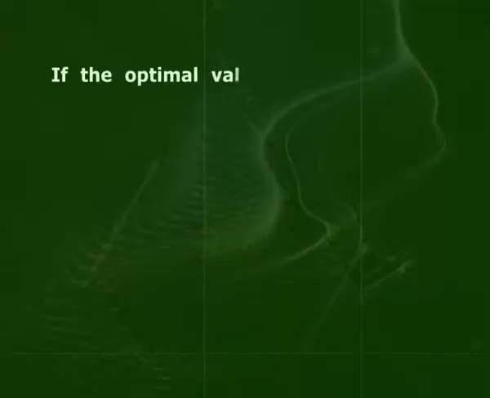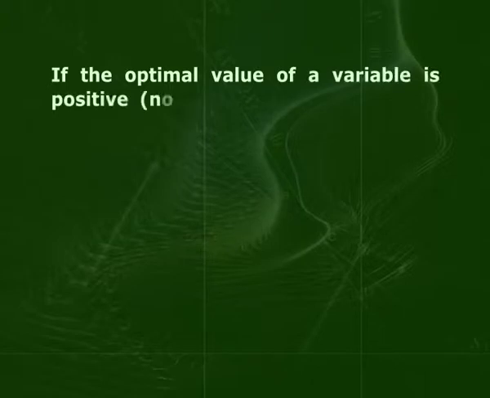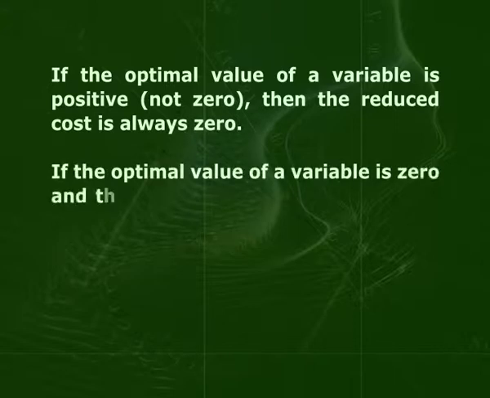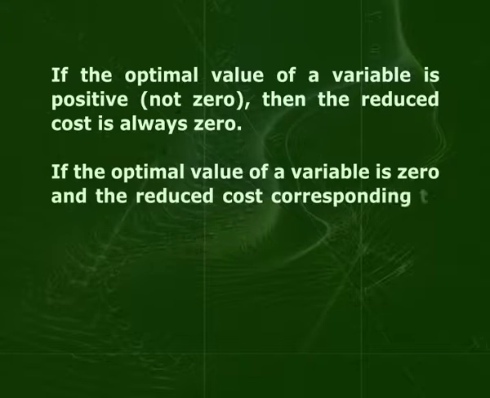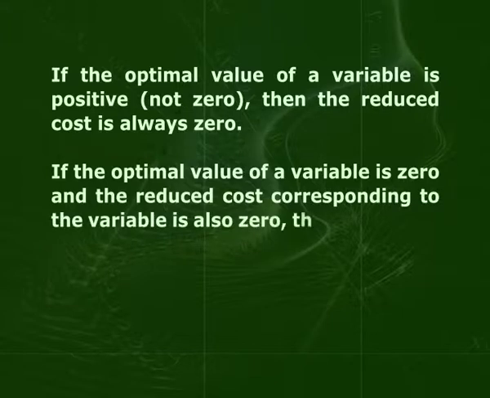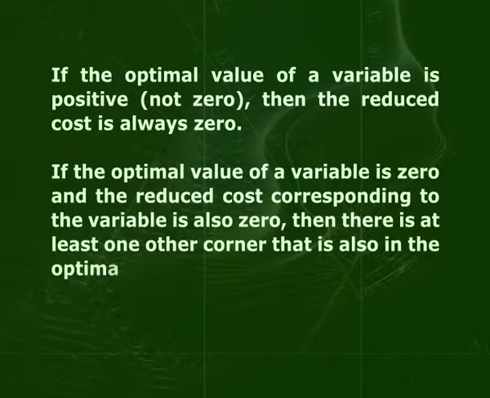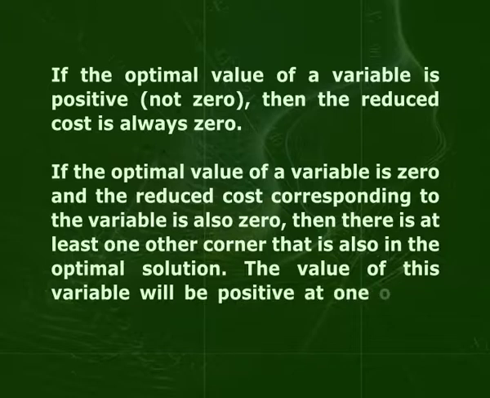If the optimal value of a variable is positive, not 0, then the reduced cost is always 0. If the optimal value of a variable is 0 and the reduced cost corresponding to the variable is also 0, then there is at least one other corner that is also in the optimal solution. The value of this variable will be positive at one of the other optimal corners.